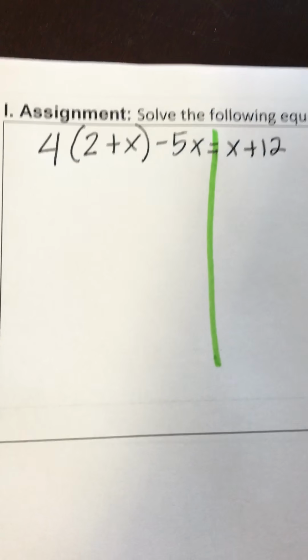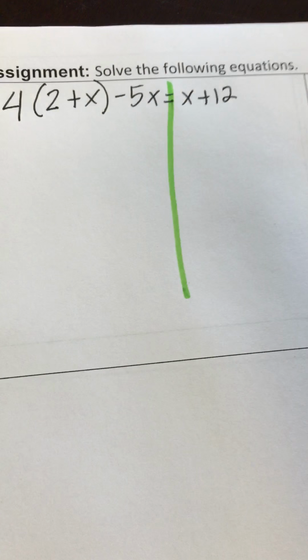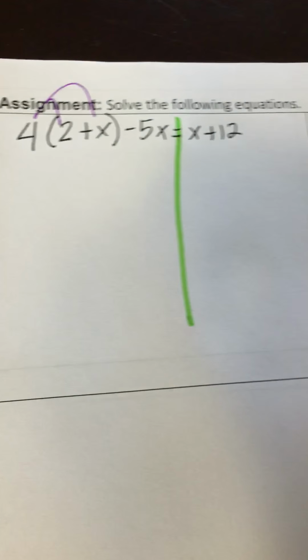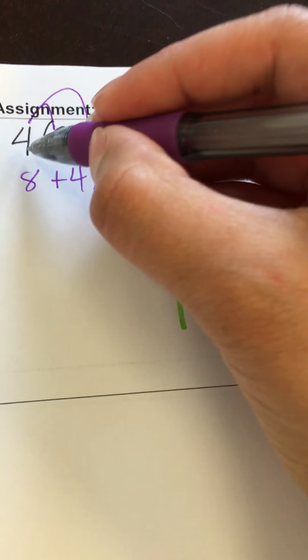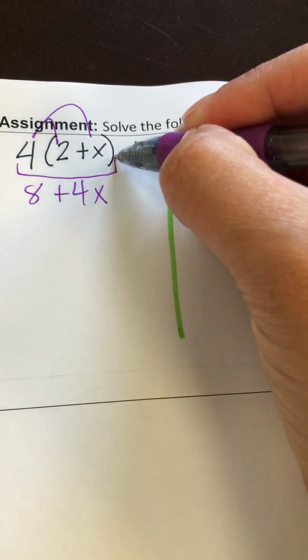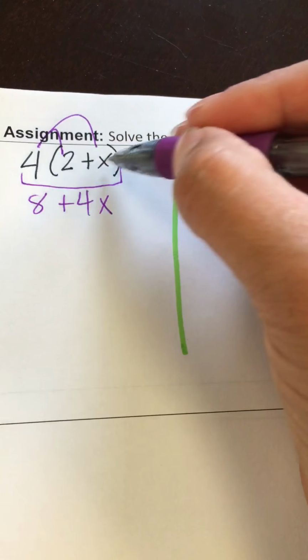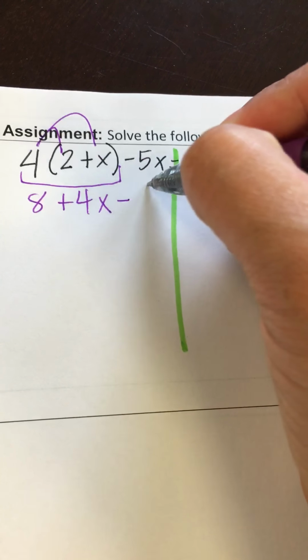So we do that. We distribute the 4 into the parentheses. Nothing happened to this. It's not part of the distribution. It's only this right here. That's the only thing that is being multiplied. So I bring this down.